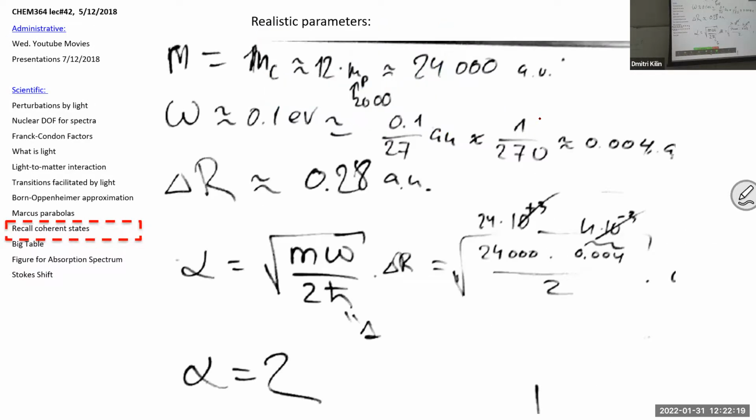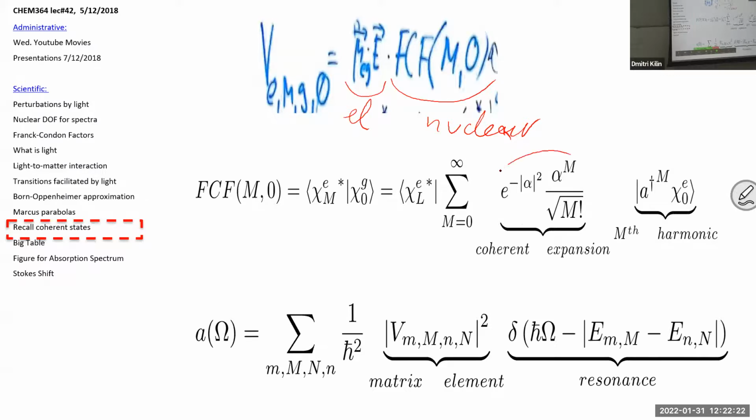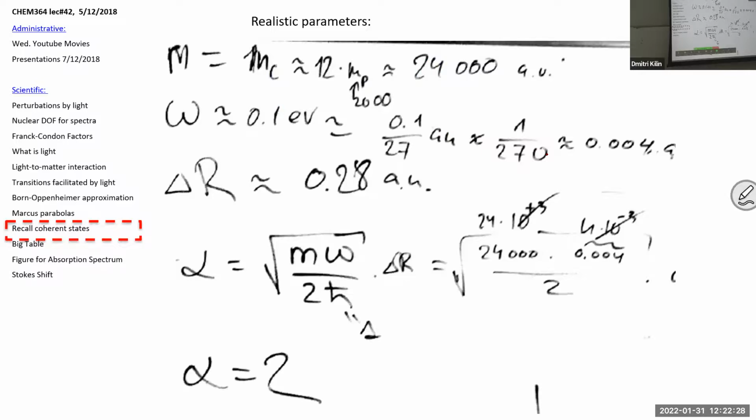So to practice this factor, I suggest a couple of numerical values. So the parameter alpha, which is proportional to offset, in fact, it is offset of coordinate multiplied by these factors: mass of vibration, frequency of vibration, Planck constant. Here are typical values, like if we deal with carbon, then it is 12 times mass of proton. In atomic units, it will be about 24,000.